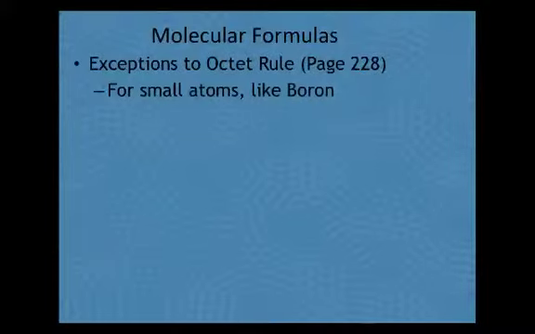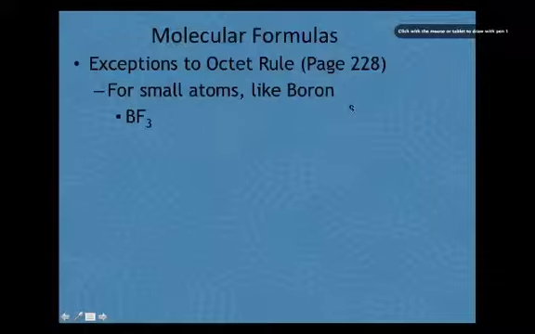There are some exceptions to the octet rule, and I don't expect you to memorize these or to know them. I just wanted to point them out to you. They're on page 228, and so for small atoms like boron, it's such a tiny little atom that it can't really squeeze in 8 electrons around it. So if this is the valence diagram for boron, there's only 3 valence electrons. Then to form BF3, boron trifluoride, we would simply need to bring in a partner for each of these electrons, and fluorine has to have its octet filled.